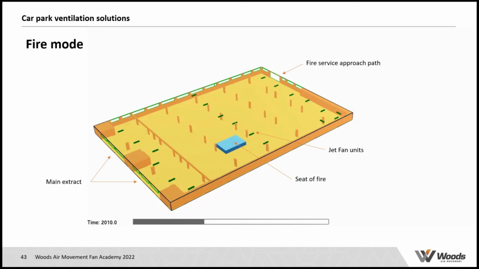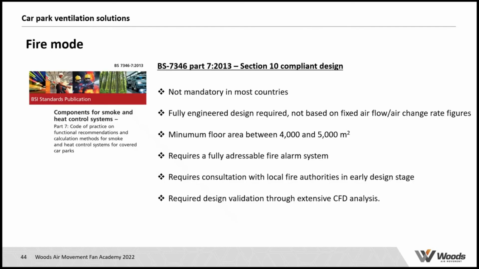So again, one thing that's important to realize is that the Section 10 design can only be done in a car park which is big enough, so anything over 5,000 meters squared, and it's not based on a fixed air change rate. It's based on a full engineered solution on which the extract flow rates are generally excessively more than a traditional 10 air change system.